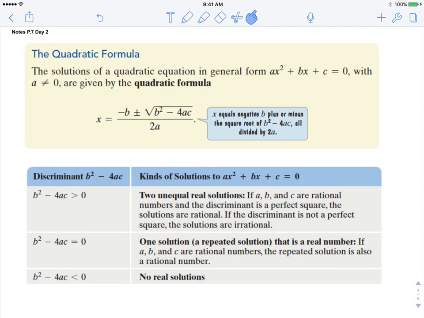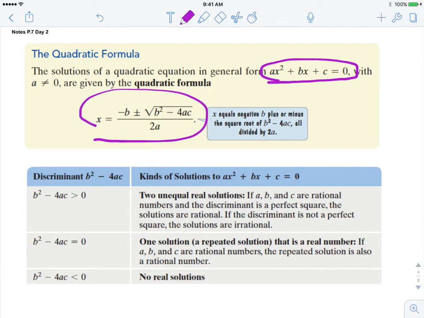All right, this is on the quadratic formula, so we can solve quadratic equations using the quadratic formula. Before you use the quadratic formula, you want to make sure your equation is in general form, and then you will identify the a, b, and c value and substitute it into this formula.